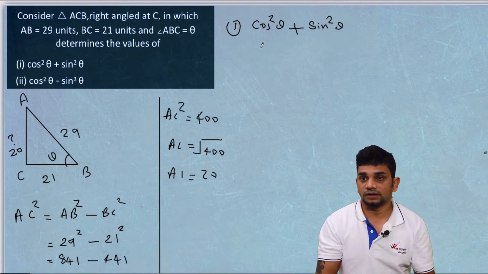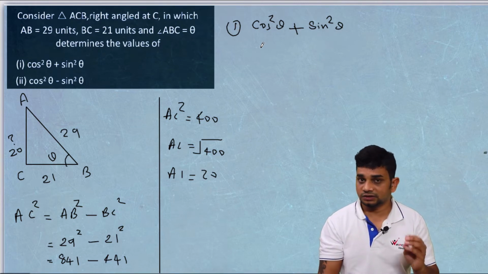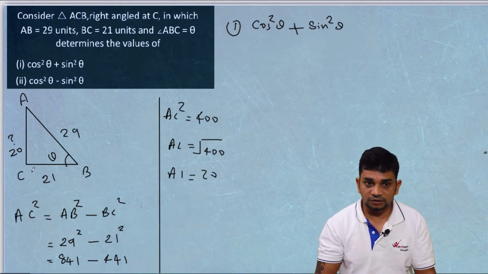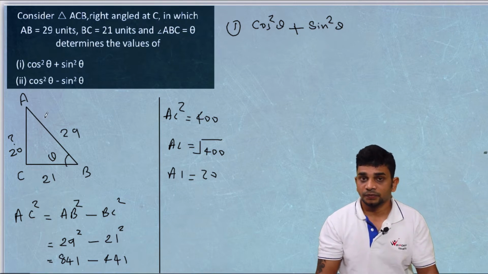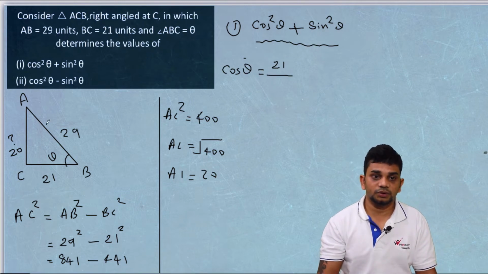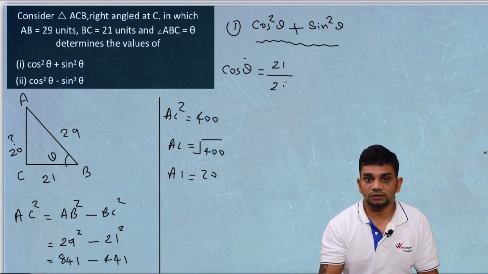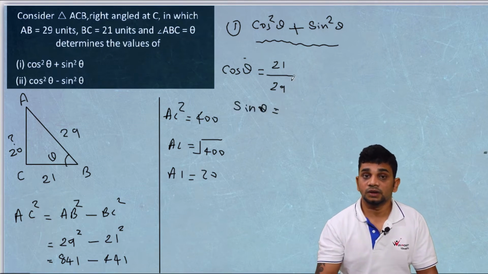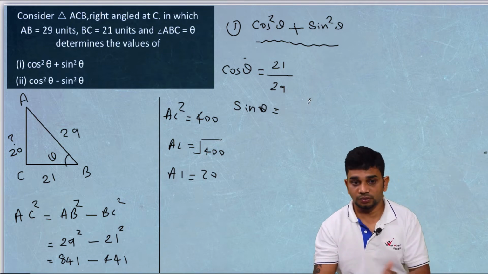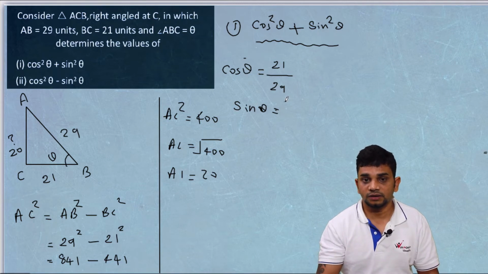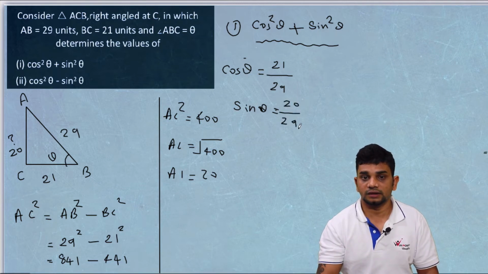First we are finding cos theta. What is the equation for cos theta? Cos theta is adjacent side by hypotenuse. BC is the adjacent side, which is 21, and the hypotenuse is 29. So it will be 21 by 29. What about sin theta? Sin theta is opposite side by hypotenuse. This is theta, the opposite side is 20, the hypotenuse is 29. So it will be 20 by 29, right?